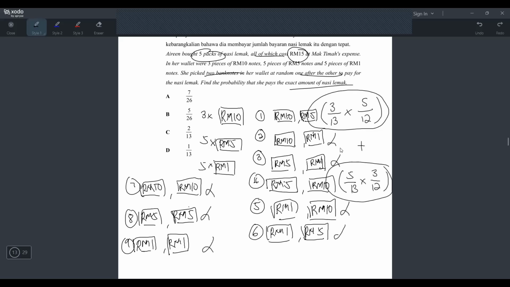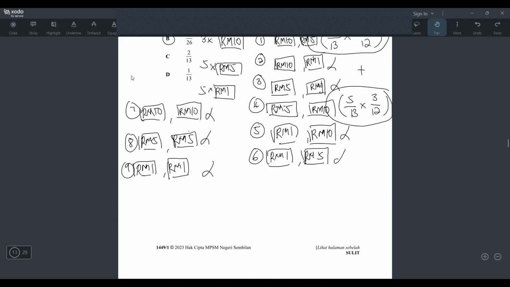Okay, hopefully ada jawapan. Let's press 3 divide 13 times 5 divide 12 plus 5 divide 13 times 3 divide 12. My calculator gives me 5/26. So ada jawapan? Yes. So I think that's the answer lah.